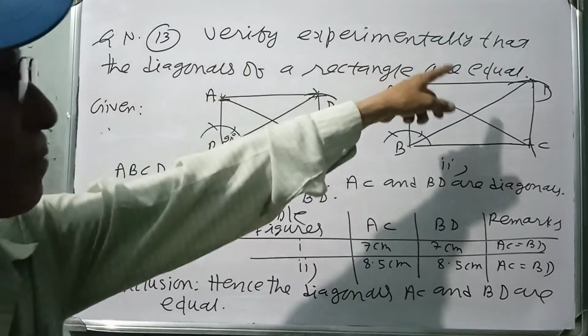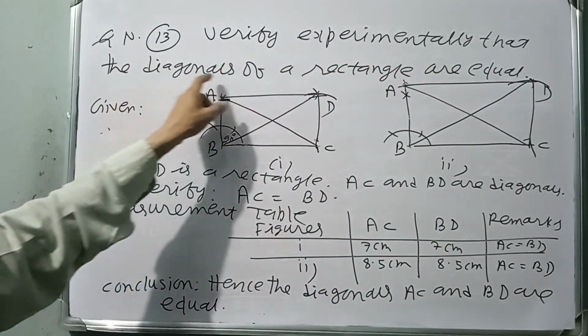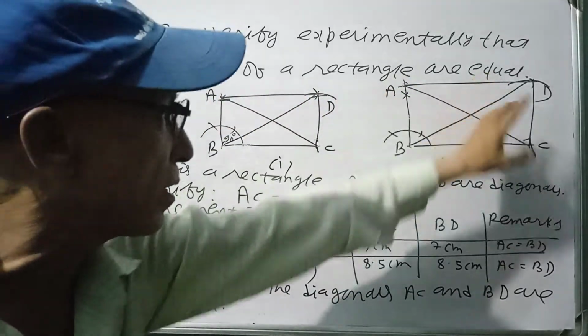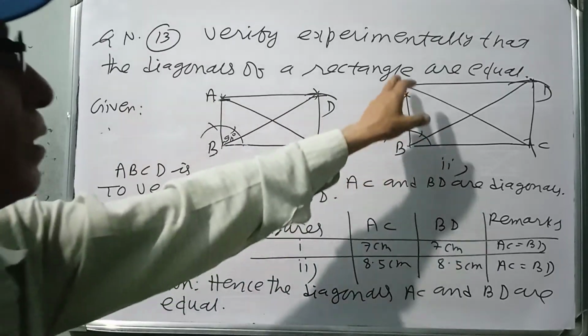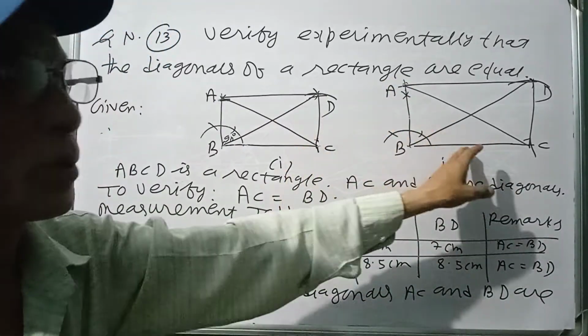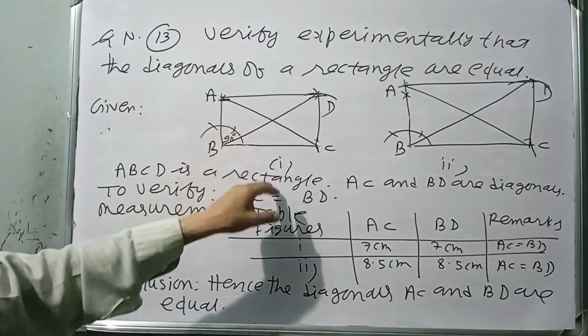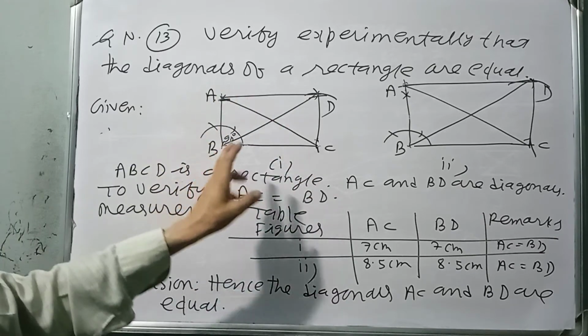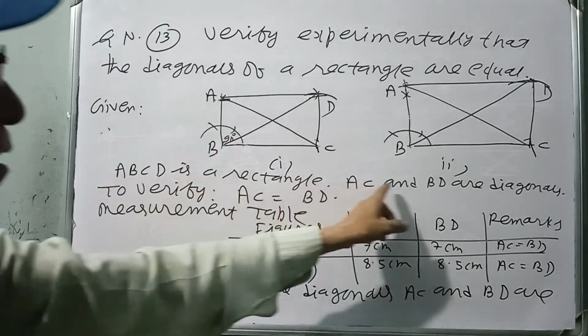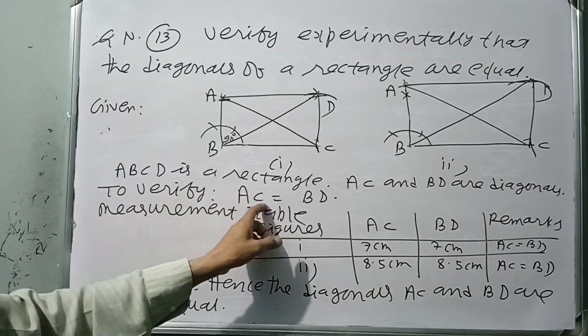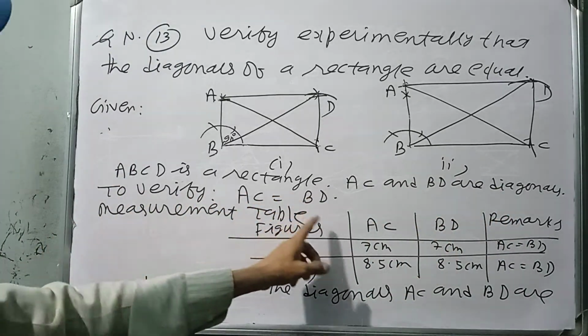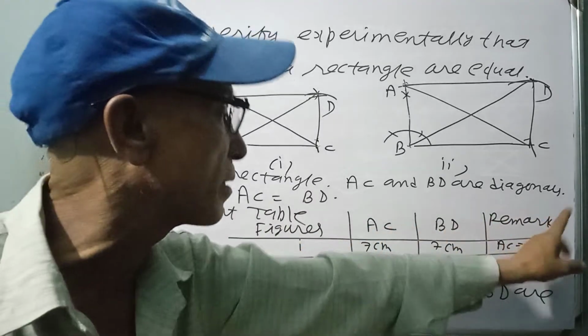Question number 13. Verify experimentally that the diagonals of a rectangle are equal. Make two rectangles ABCD. Figure 1, figure 2. Make 90 degree. BC and AB are not equal. ABCD is a rectangle. AC and BD are diagonals. To verify AC equal BD. Measurement table: figures, AC, BD and remarks.